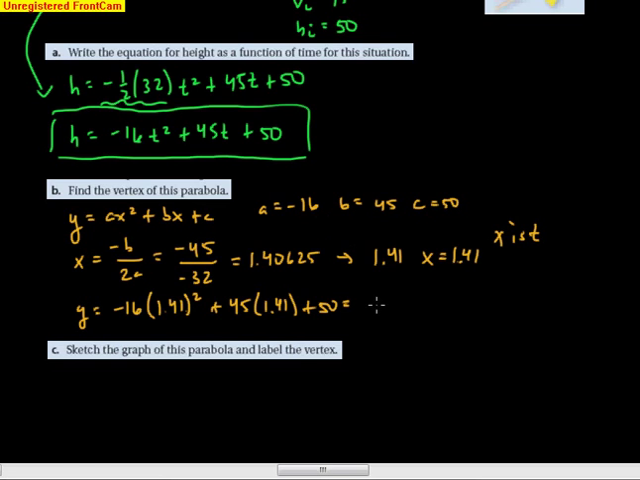And I get a number like this, 145.2596. Okay, and let's round that to no decimals. Let's call this 145 because this is the height. So what is the vertex? The vertex is the point (1.41, 145).